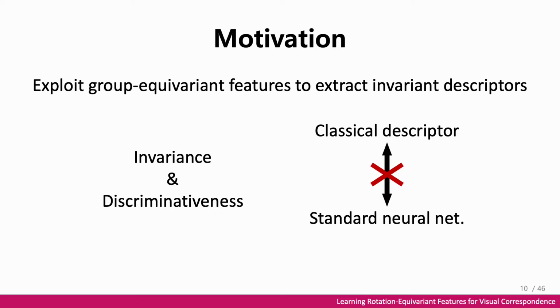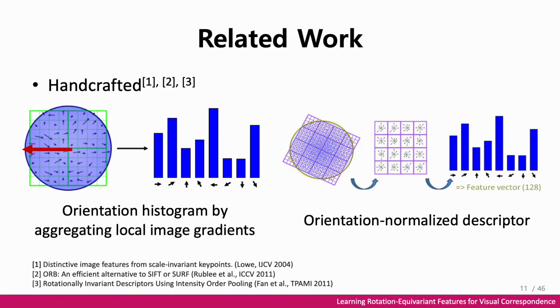For reliable correspondences, local descriptors need to be both invariant and discriminative. Classical local invariant descriptors are effective but not applicable to standard DNN networks. The classical methods use shallow gradient-based feature maps. They construct an orientation histogram by aggregating local image gradients, and they normalize the patch descriptor using a dominant orientation in the histogram. Similar to this, we normalize our rotation equivariant features using the predicted orientation in our network.